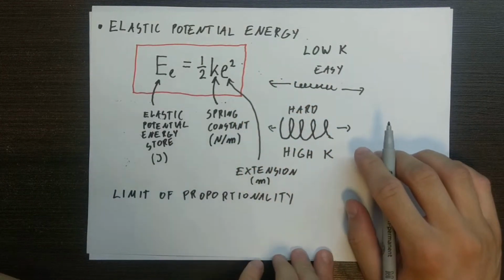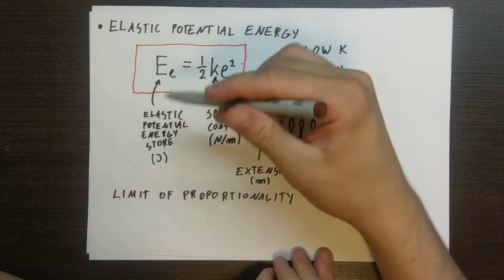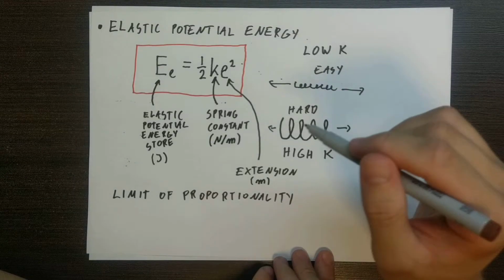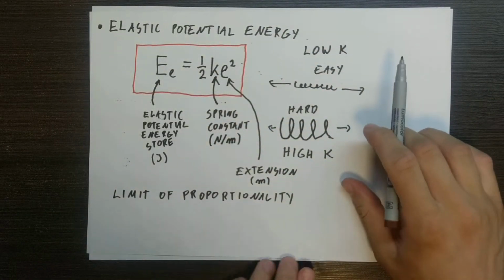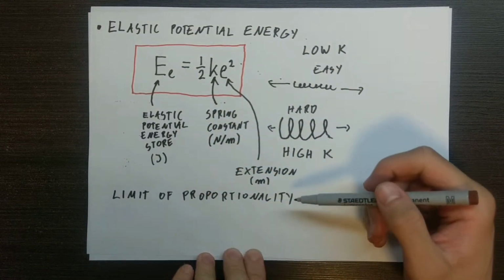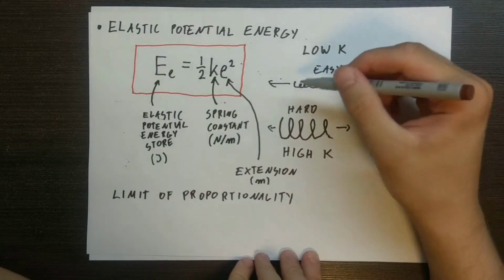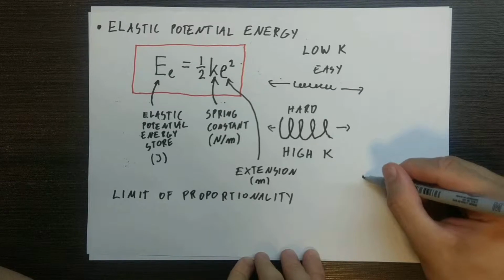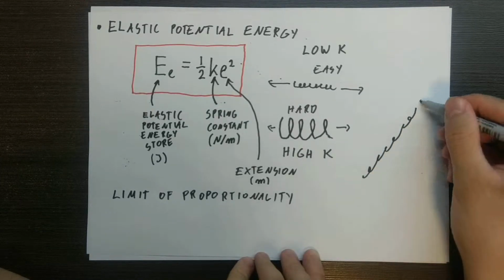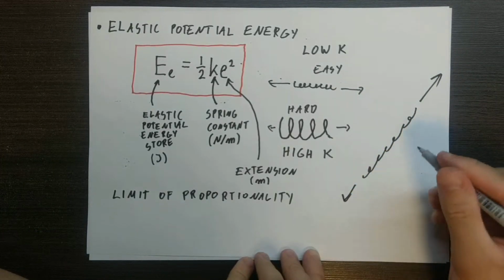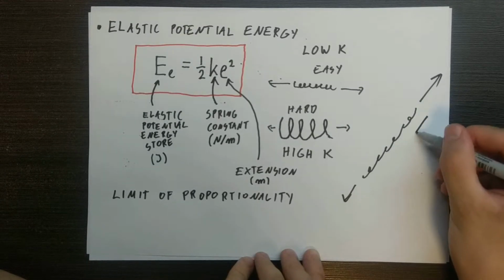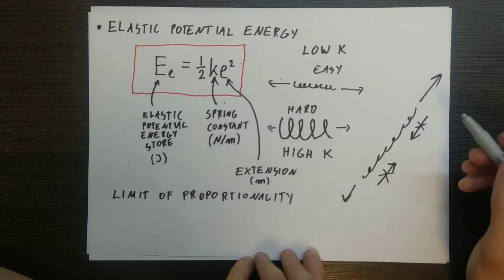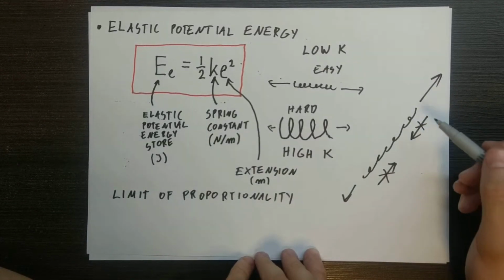So that basically describes the equation, and the final concept we need to talk about in elastic potential energy is the limit of proportionality. Well, if we take the pen spring, for example, and stretch it way too much, then it will not return to its original shape.